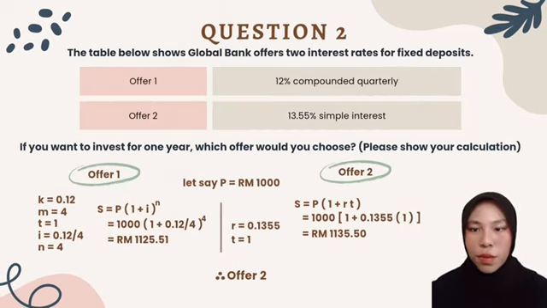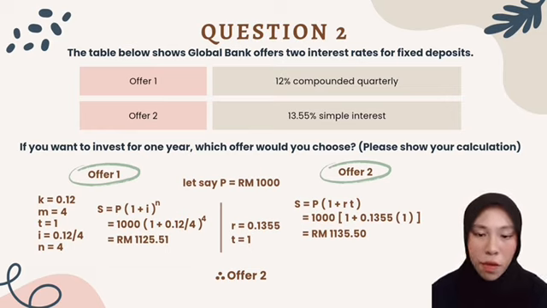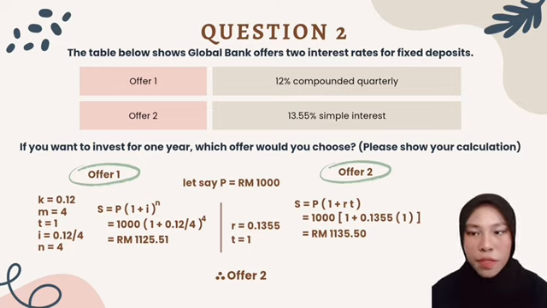Question 2. The table below shows Global Bank offers two interest rates for fixed deposits. Offer 1, 12% compounded quarterly, so we'll be using the formula of compound interest. Offer 2, 13.55% simple interest, so we'll be using the formula of simple interest. If you want to invest for 1 year, which offer would you choose? Please do your calculation. Let's say P is equal to 1,000 ringgit for offer 1. We list the k, m, t, i, and n, and then using the formula of compound interest, we substitute the values that we listed just now. Using the calculator, we get 1,125 ringgit 51 cents.